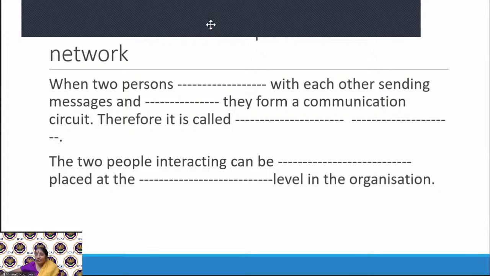You want to improve your English? Practice daily. That's the only way. There is no shortcut.